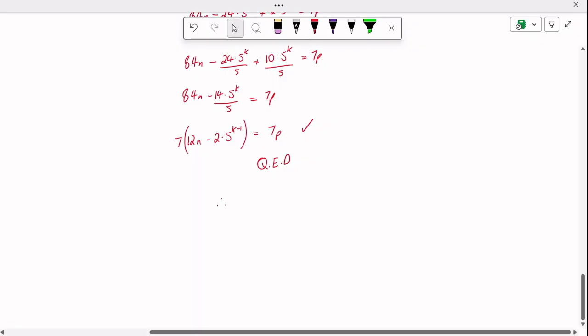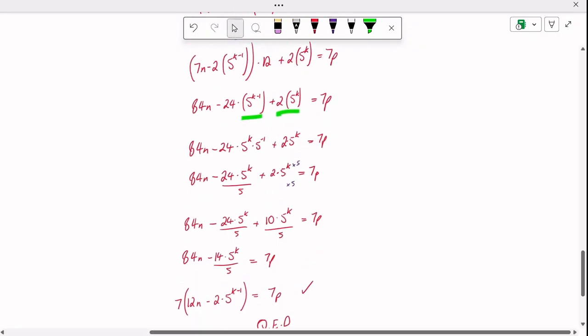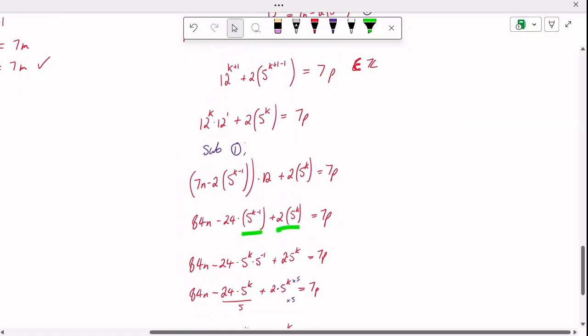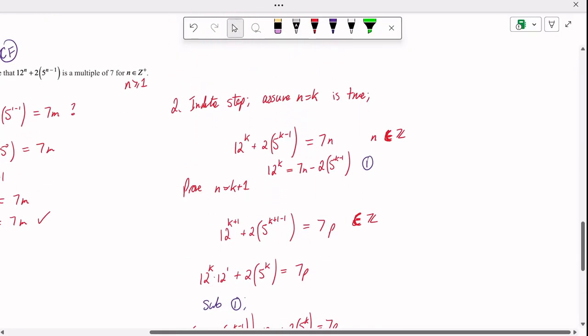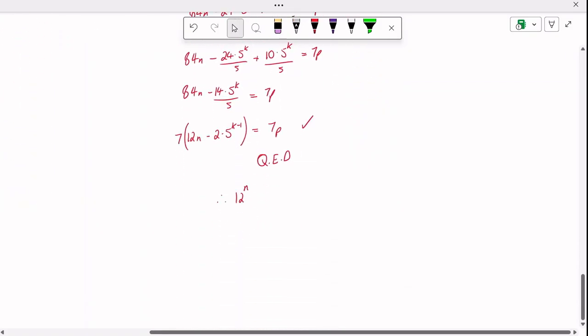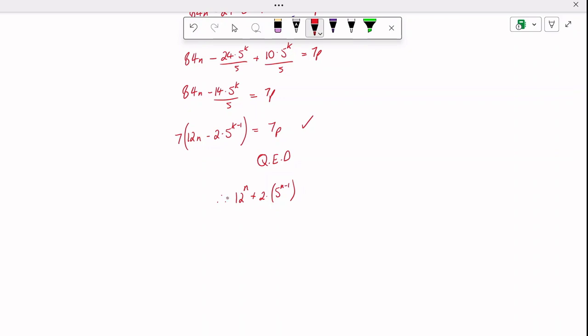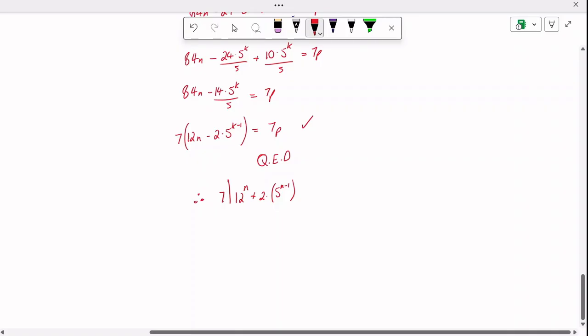So that means that, and I'm going to just stick with this habit of writing the statement because that seems to be what they're really liking, that means that 12 to the n plus 2 times 5 to the n minus 1 is divisible by 7. Some kind of statement to that effect.